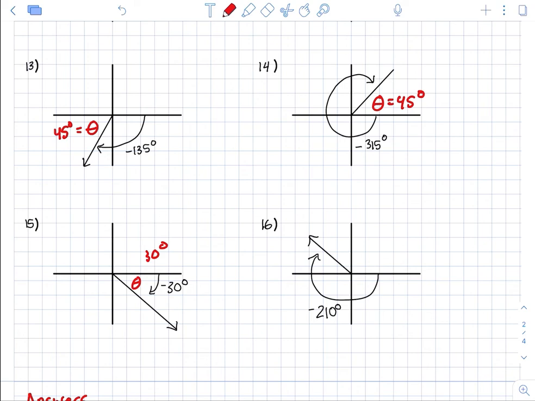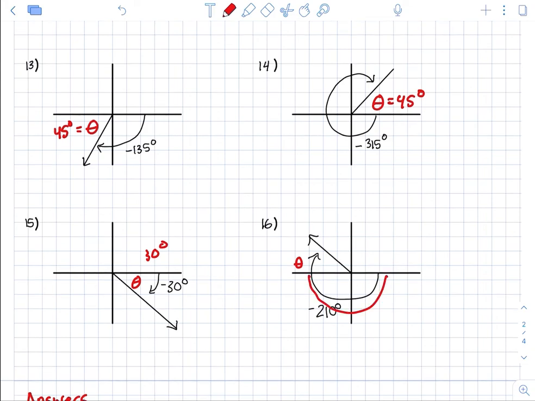And lastly, 16. The angle formed by the x-axis and the terminal side is right there. So how much is that angle? Well, this is 180, so what plus 180 will give us 210, and that's 30. So this is going to be 30 degrees.